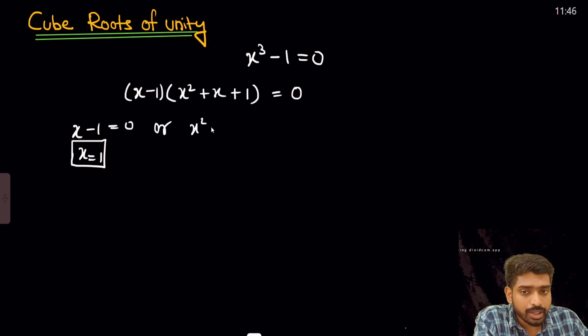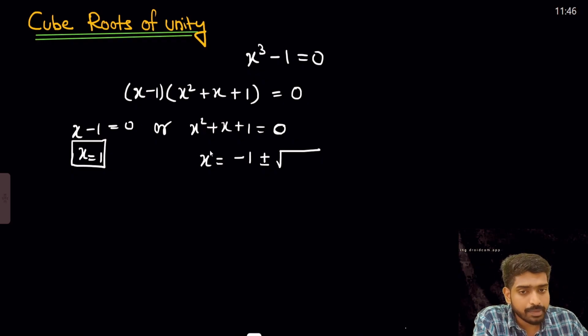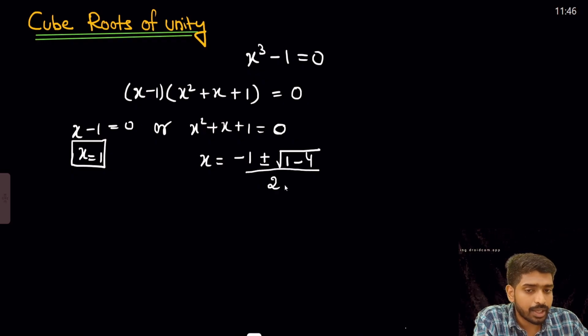Or x square plus x plus 1 is equal to 0. This is a quadratic equation, so we can apply the quadratic formula. We'll get x is equal to minus b plus or minus the square root of b square minus 4ac, divided by 2a. b square means 1 square, which is 1, minus 4ac. 4 multiplied by a and c, which are also 1, is 4, divided by 2a, and a is also 1. Right. From here we got two values of x.